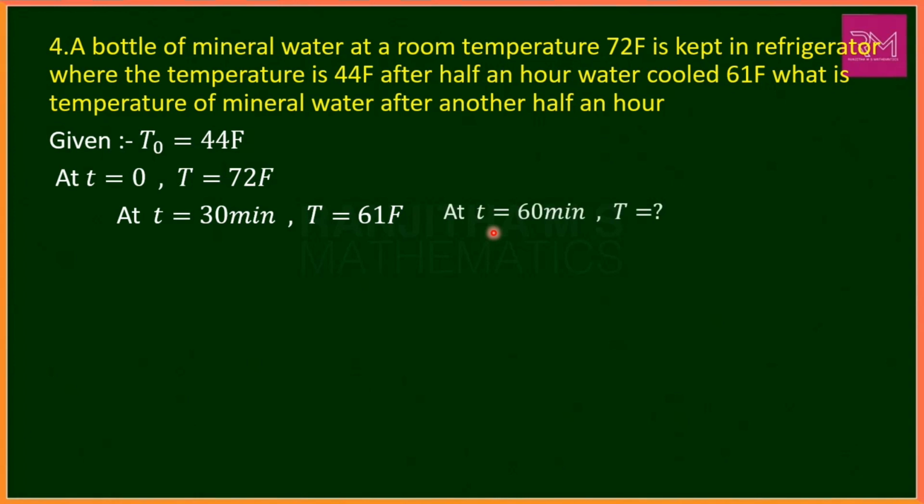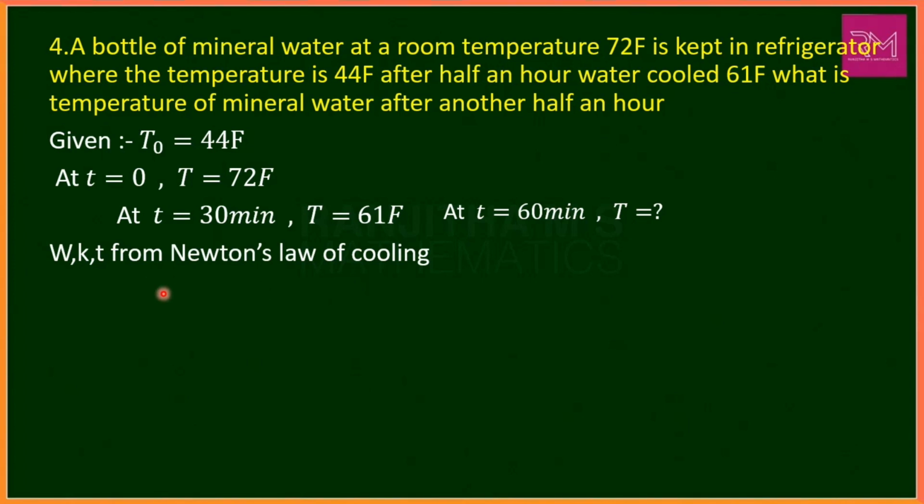That means at time t, first half an hour, that is 30 minutes. Along with this 30 minutes, we keep the mineral water for another half an hour, that is t equal to 60 minutes. We have to find the temperature of the mineral water, capital T, at small t equal to 60 minutes. The procedure is the same as before.